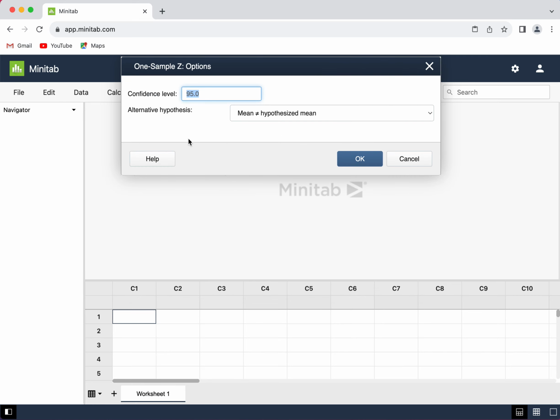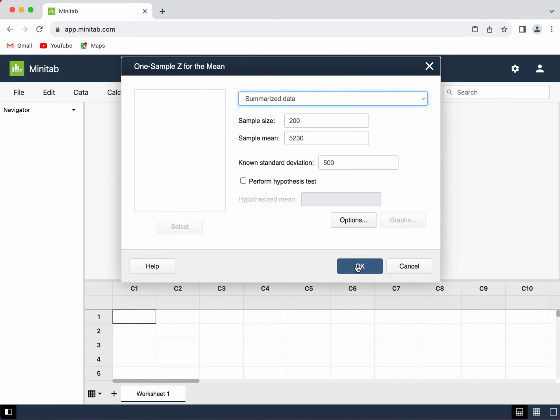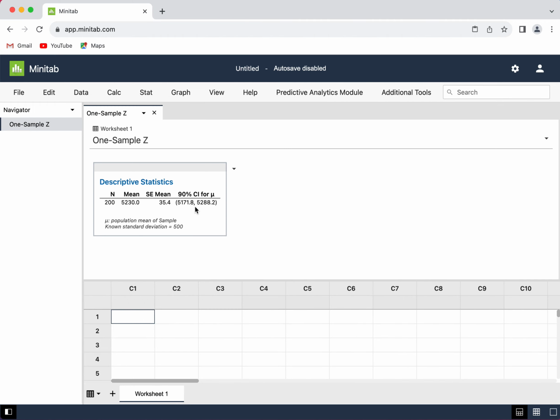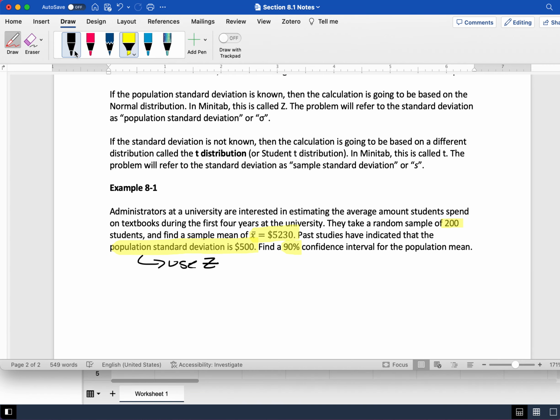Then I click on options, and here is where I set the confidence level that the problem is asking for. So this problem was asking for 90% confidence, so I enter 90. 95 is going to be the default, but if it's not 95, you need to change it. Click OK. And here is my confidence interval. It's going to be written with CI in Minitab, and you can see it here, 5,171.8 to 5,288.2. Again, you would pay attention in MyLab to how the problem wants you to round the numbers.